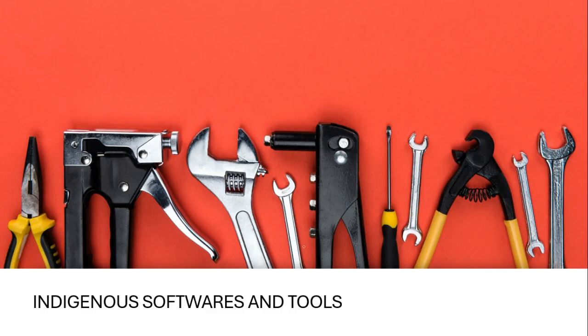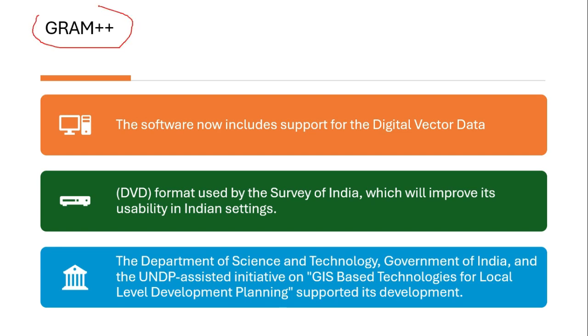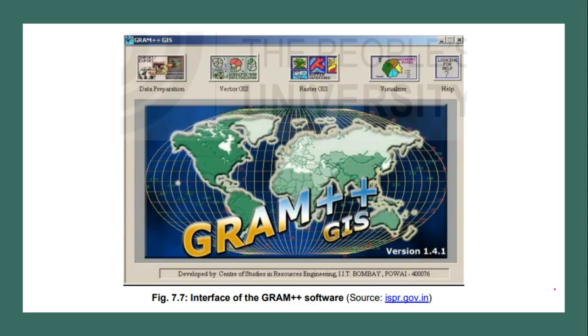Then we have some indigenous softwares and tools. The first indigenous software and tool in the list is Gram++. So this software includes the support for digital vector data. This is the digital vector data format that is used by Survey of India, which will improve its usability in Indian settings. So the Department of Science and Technology, Government of India and the UNDP assisted initiative on GIS based technology for local level development planning supported its development. So this is the interface of Gram software and it is developed by Center of Studies in Resource Engineering, IIT Bombay. So it is used for data preparation, vector GIS, raster GIS and as a visualizer.